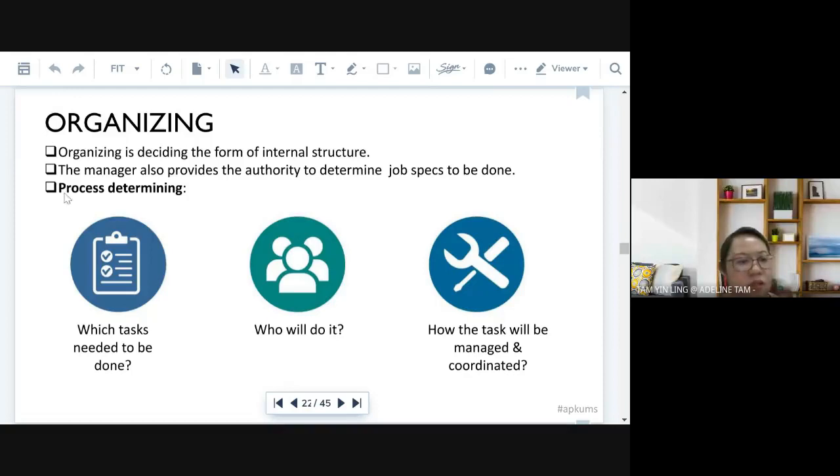Organizing is a process of doing things. We determine what tasks are to be done, who is to do them, and how to control and manage the people. In other words, we want to make sure they are working, but we have to determine how to make sure that they are working.